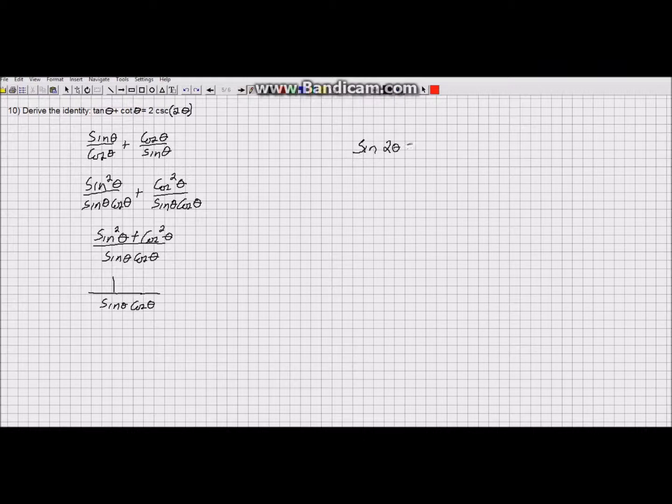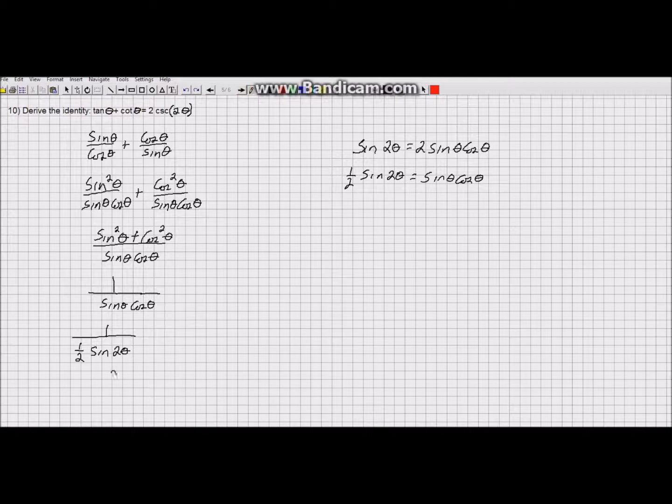Now I have to figure out what to replace sine theta cosine theta with, and luckily I remember my double angle formula for sine. So setting sine 2 theta equal to 2 sine theta cosine theta, and then dividing both sides by 2, I can replace sine theta cosine theta with 1/2 of the sine of 2 theta.